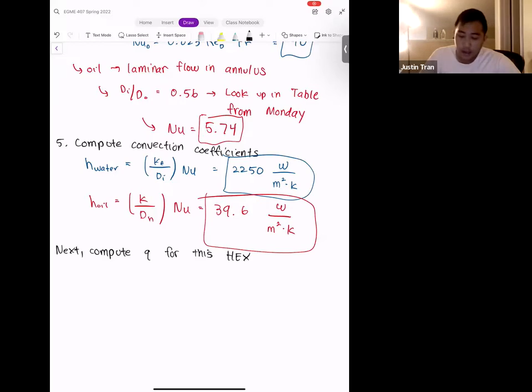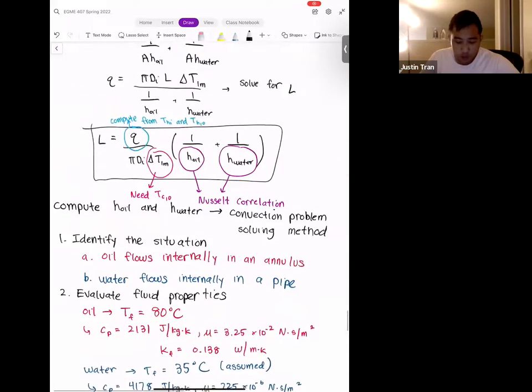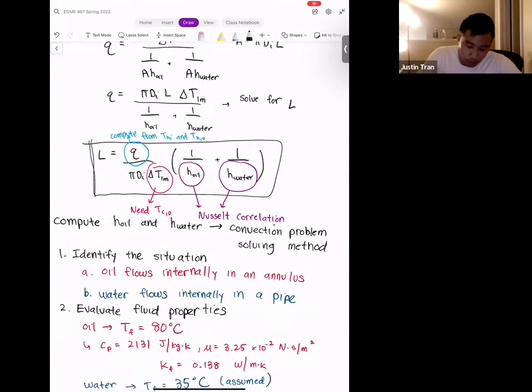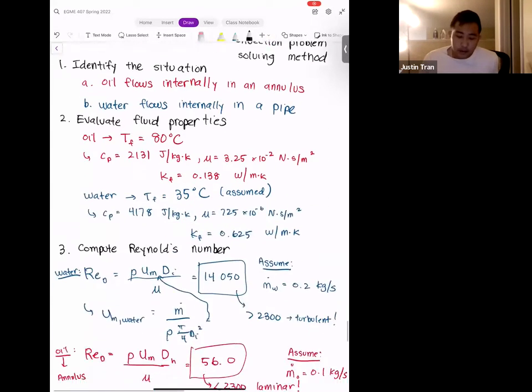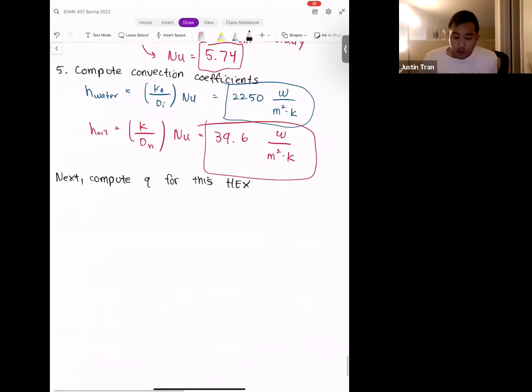Just to remind ourselves, let me scroll up for a bit. The formula that we're working with is this one right here, because ultimately we're solving for the length. We've computed H water and H oil, so those two are good, and we can check them off. Next we need Q and delta TLM, and those two are related. The first thing we can compute is Q.